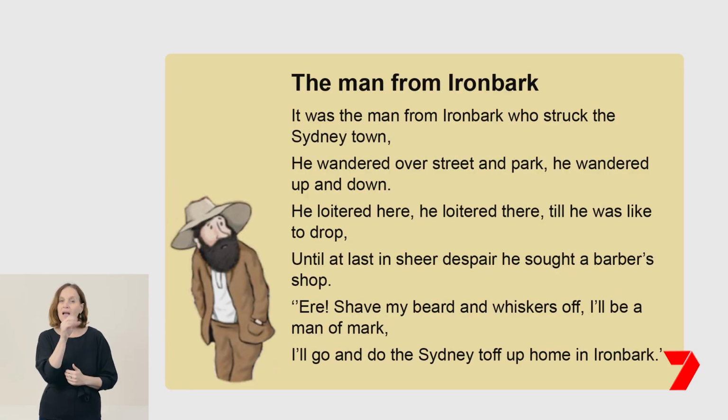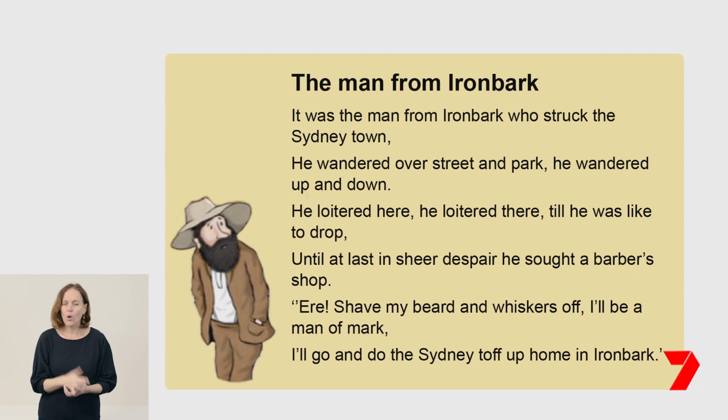The Man from Ironbark. It was the man from Ironbark who struck the Sydney town. He wandered over street and park, he wandered up and down. He loitered here, he loitered there, till he was like to drop. Until at last in sheer despair he sought a barber's shop. "'Ere, shave my beard and whiskers off, I'll be a man of mark. I'll go and do the Sydney toff up home in Ironbark."